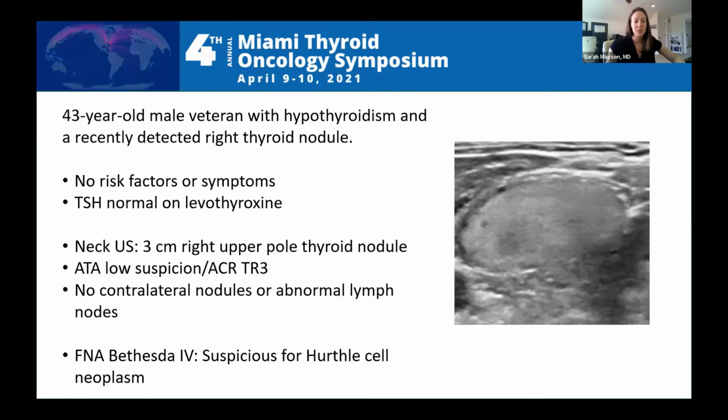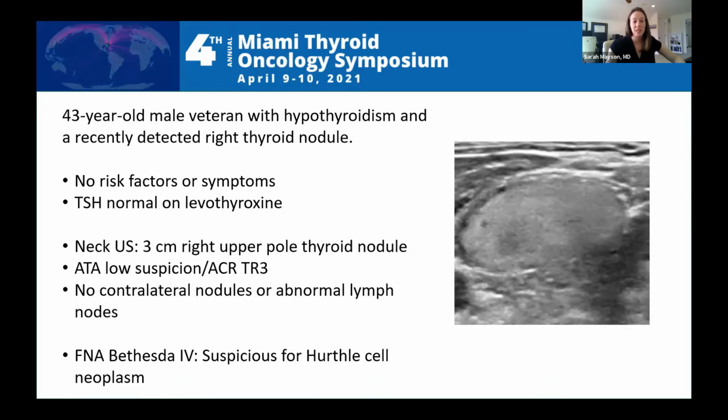So I always like to start with a case. So this is a 43-year-old male veteran, one of my patients, who has known history of hypothyroidism and a recently detected right thyroid nodule. He has no risk factors for thyroid malignancy or symptoms from his nodule, and his TSH is normal on levothyroxine. His neck ultrasound is shown, and this demonstrates a 3-centimeter right upper pole thyroid nodule.